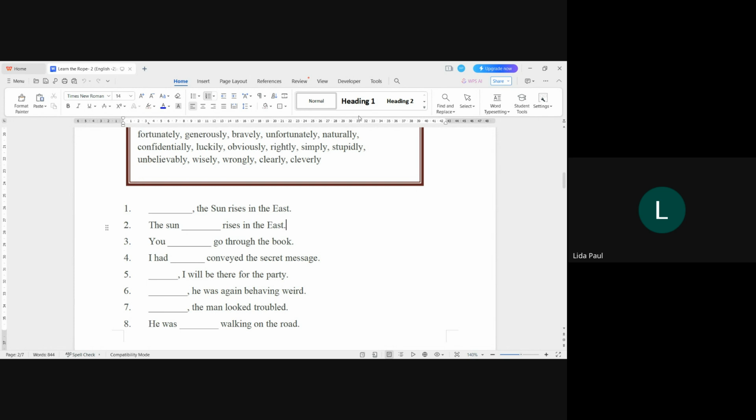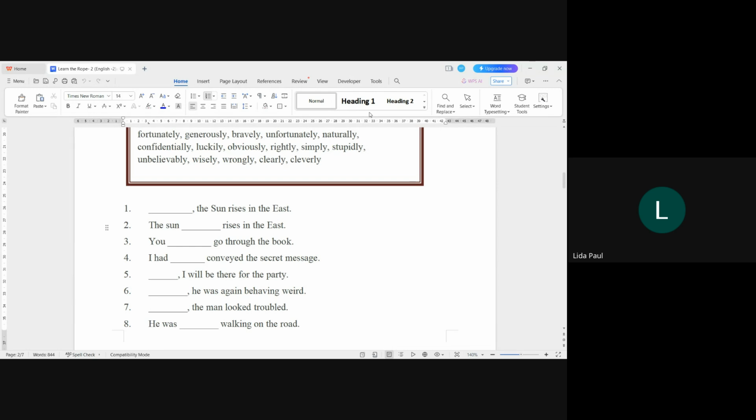What were we discussing? Yeah, in the fifth one that we were looking at, I will be there for the party. We chose fortunately. We chose obviously, right? You can also add luckily there, right? Same thing like fortunately, but I missed out on luckily in the option. So you can also say luckily, fortunately and obviously. Luckily, I'll be there for the party. Fortunately, I'll be there for the party. Or obviously, I will be there for the party.